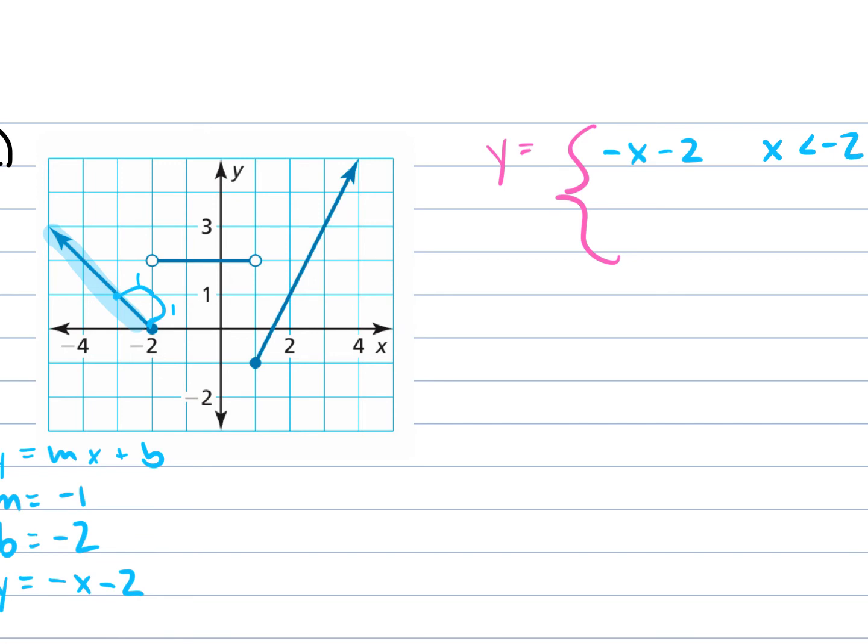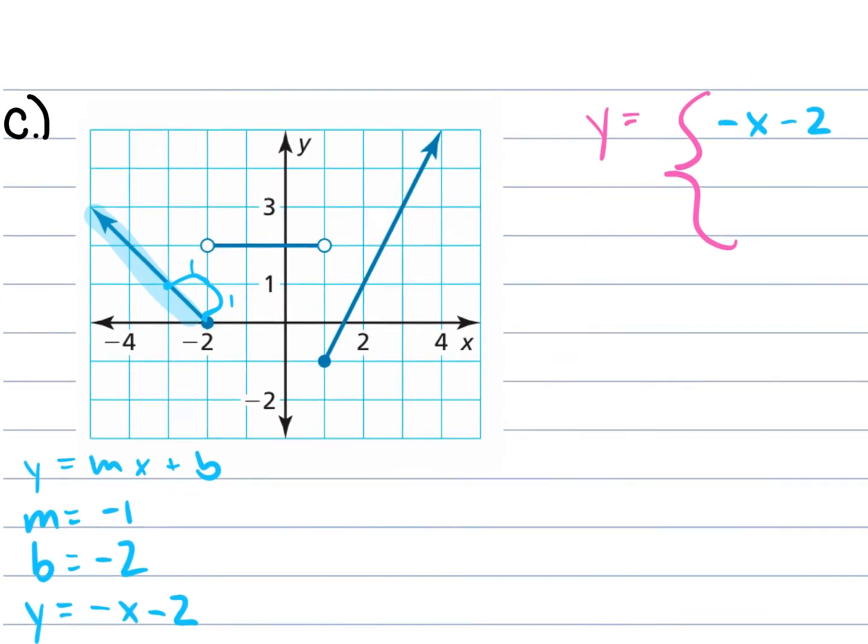Is it just less than or equal to? Less than or equal to. Awesome. Any questions on the first piece? Because we don't have any x values after -2. That's where our graph stops. So that's the x value where our graph stops. It's not always going to be 0. So it's just the x value where we stop. We stop at -2.